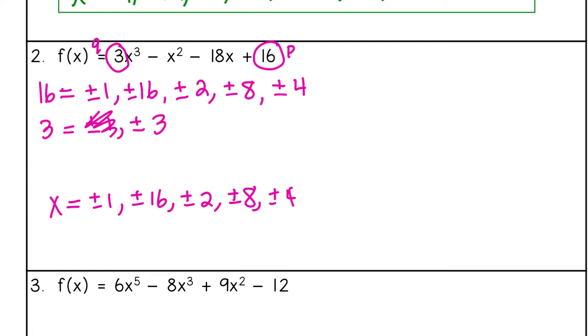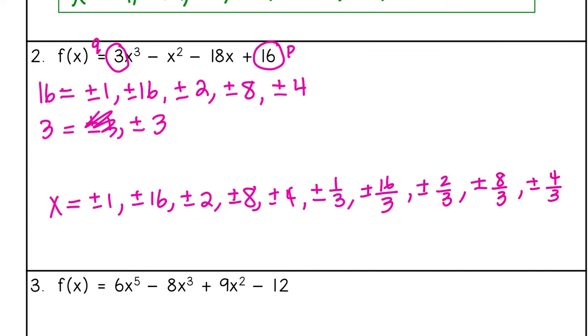So 1 over 3 is 1/3. That wasn't on our list yet, so plus or minus 1/3. Then 16 over 3, not on our list yet, so we need that one as well. 16 over 3, can we simplify? No, so it's going to stay 16 over 3. Next one is 2 over 3, plus or minus 2/3. Next one is 8 over 3, plus or minus 8/3. And then last would be plus or minus 4/3. So in this case, nothing repeated. They all individually have to be on the list.